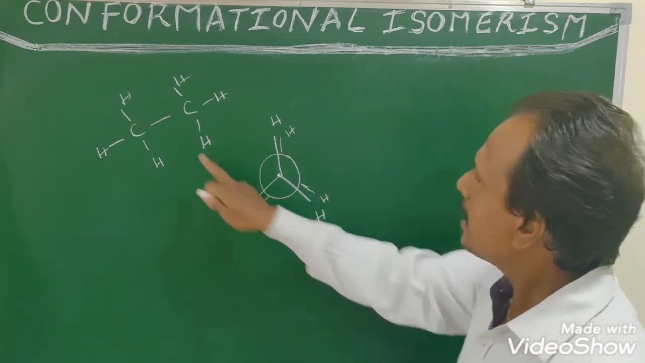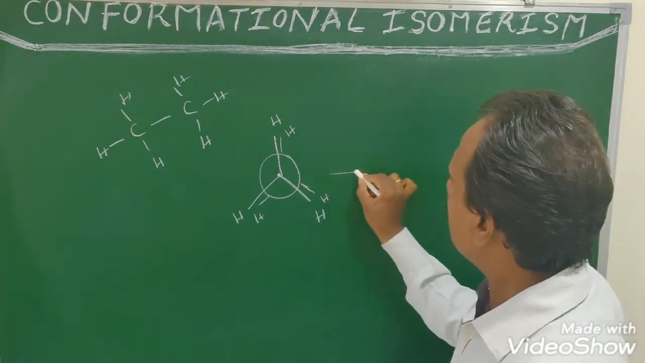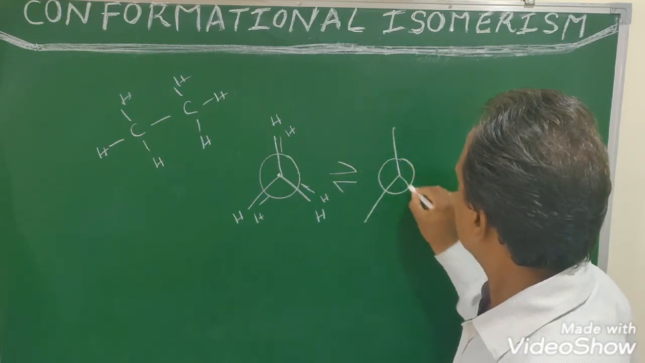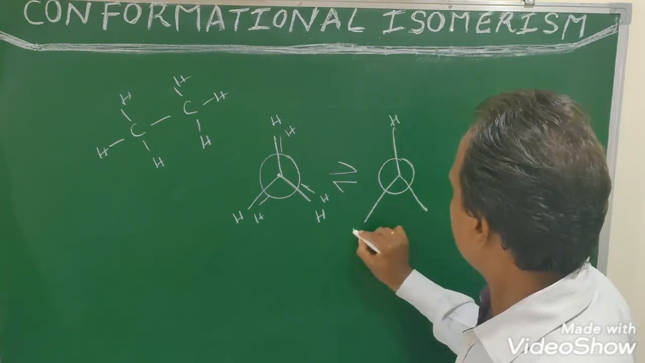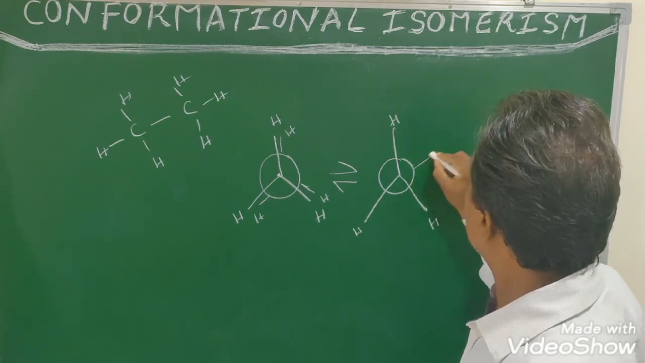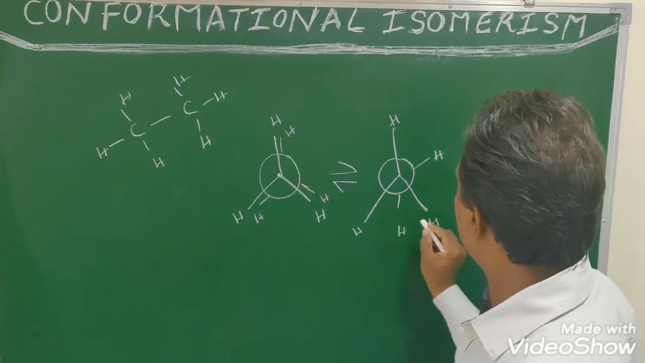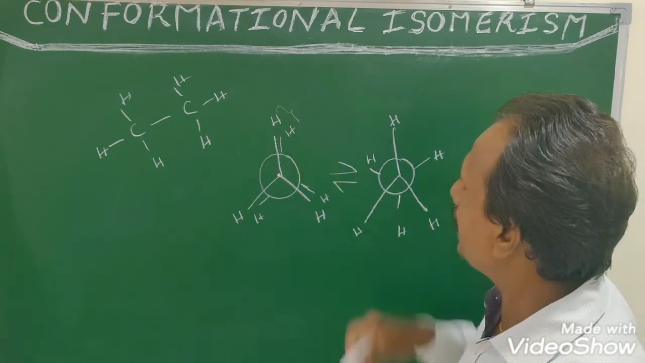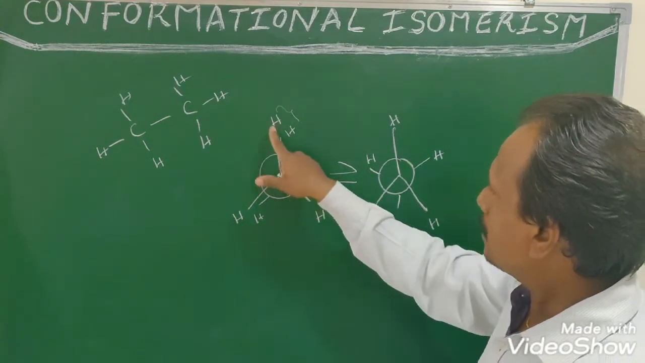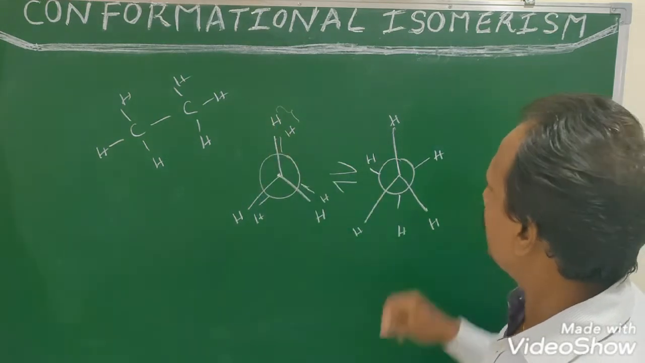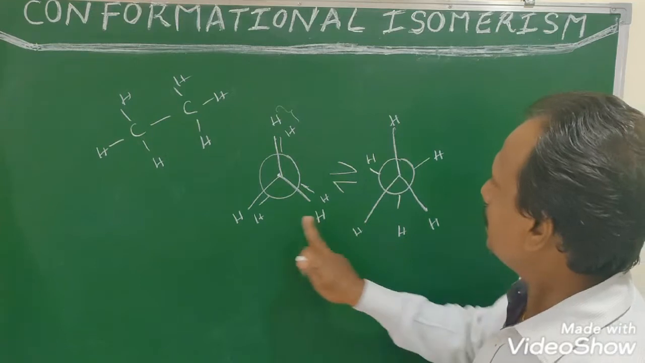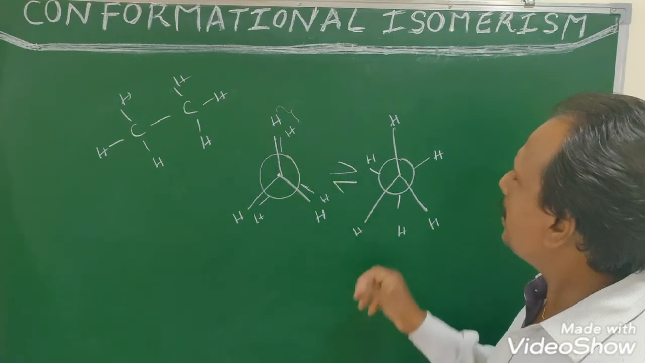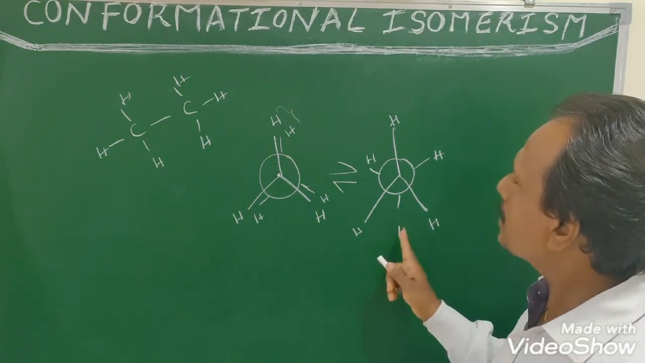So, to attain stability, due to free rotation of the sigma bond, it is converted to another stereoisomer. Here the dihedral angle is 60. Here it is 0. It is the dihedral angle. The angle between the H atom of the front carbon and the back carbon is 0. In this, 60. These two are the conformations. There is an intermediate angle between 0 and 60. That conformation is called skew conformation.